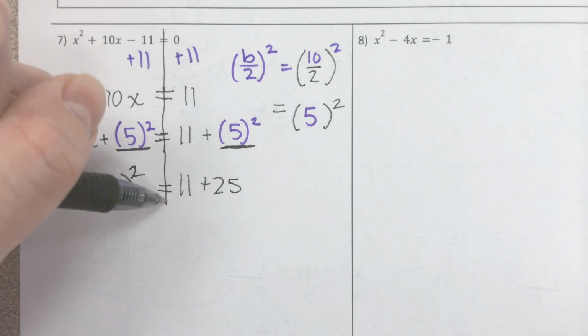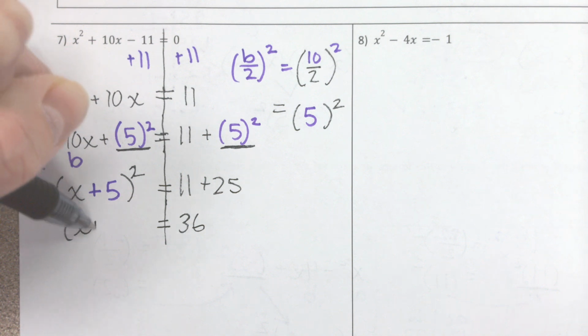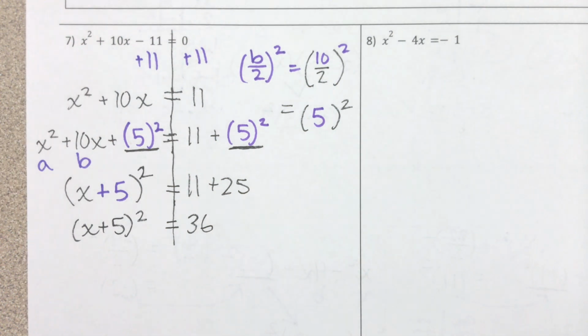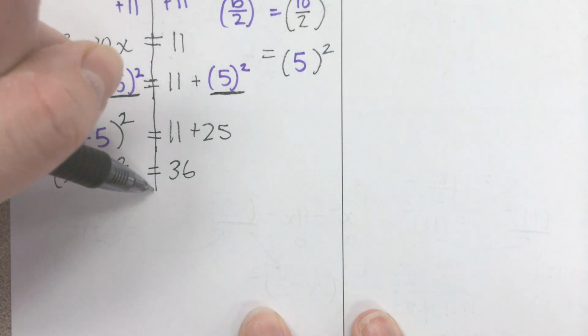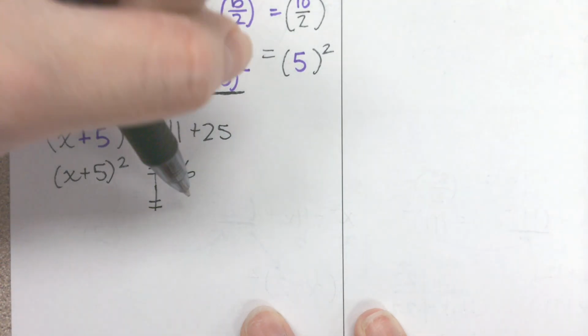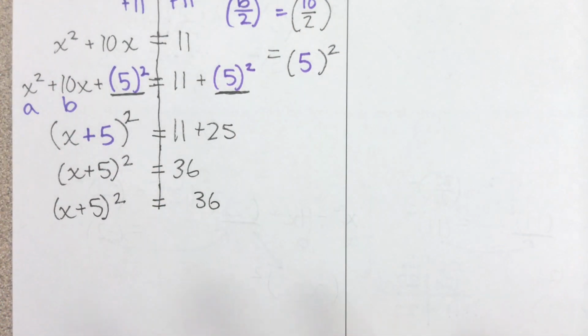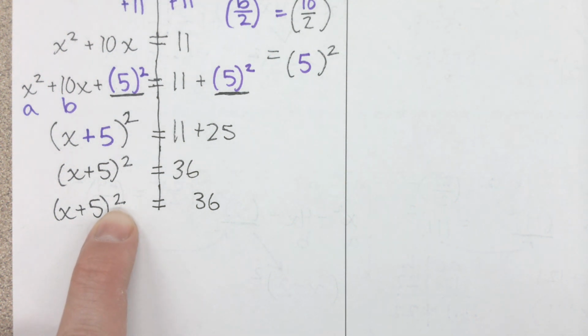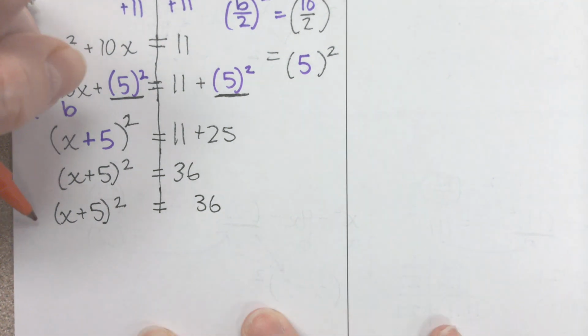Okay, let's solve for x. Right side, we have 11 plus 25, that's 36. Bring down the x plus 5 squared. Before I do the next step, I'm going to write this down one more time. When you do this, leave some space in front of the 36. Reminder, the goal is to get x by itself. At this point, I have to get rid of the square. That's my next step. What's the opposite of squaring a number? Square rooting. We're going to square root both sides.